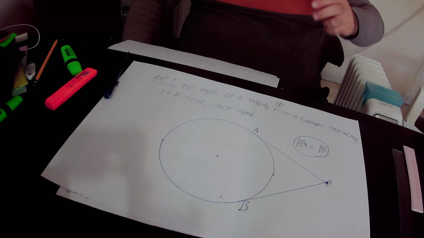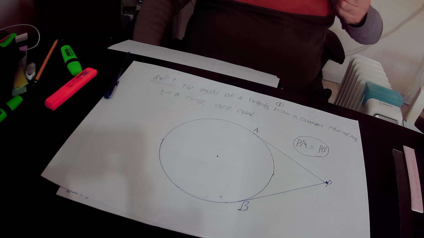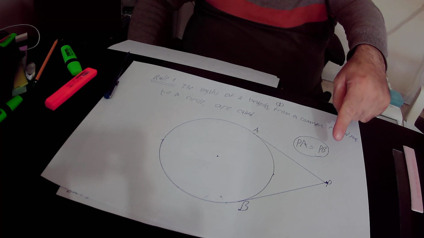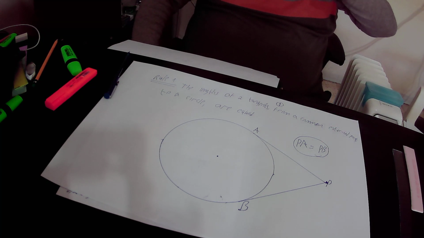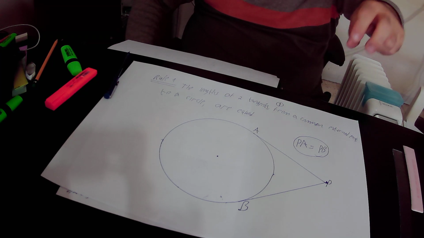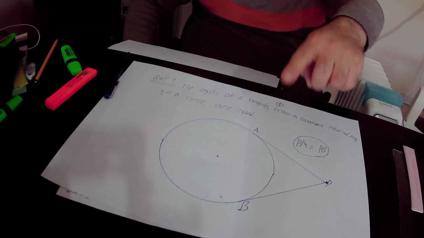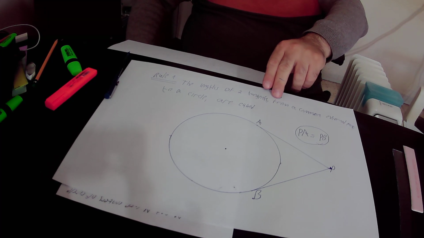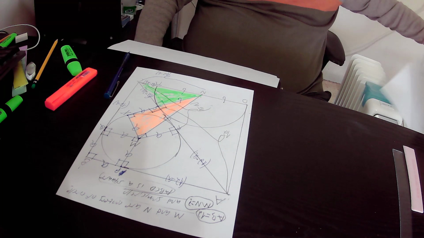So whenever you draw two tangents to a circle from a common external point, like in this drawing, point P is a common external point, then the lengths of those two tangents will be equal to each other. That is to say, PA will be equal to PB. And we actually implemented rule number 1 in our drawing.